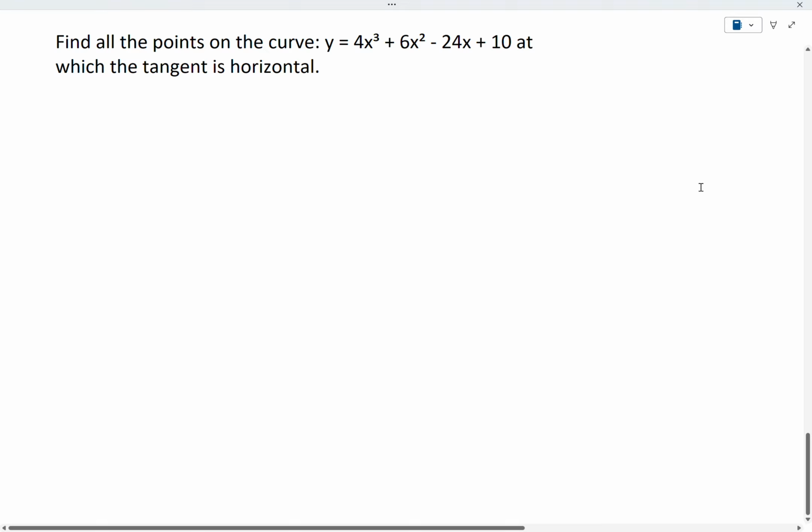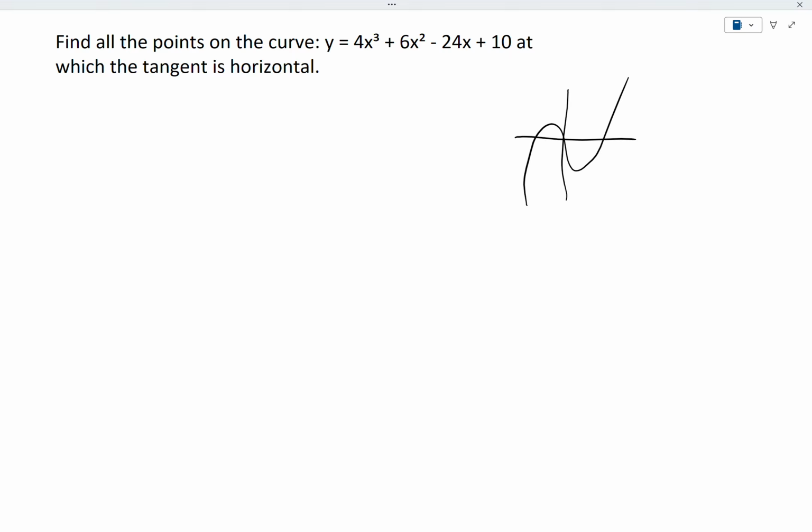In this video we have an application of the derivative. Find all the points on the curve y equals 4x cubed plus 6x squared minus 24x plus 10 at which the tangent is horizontal. So we have some curve right here. It's a cubic with a positive leading coefficient, so it's going to look something like this. And we're looking for all the places where we have a horizontal tangent.